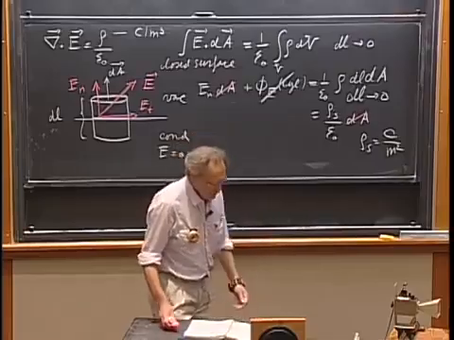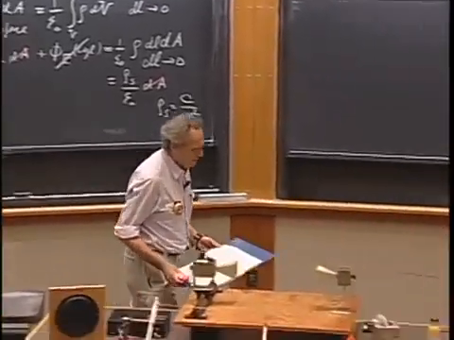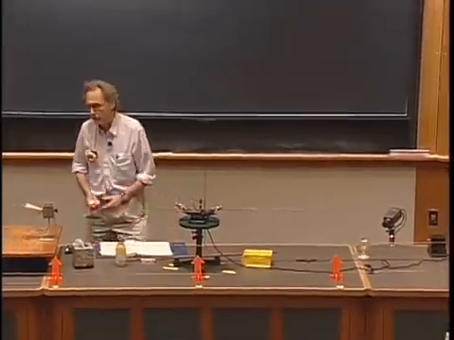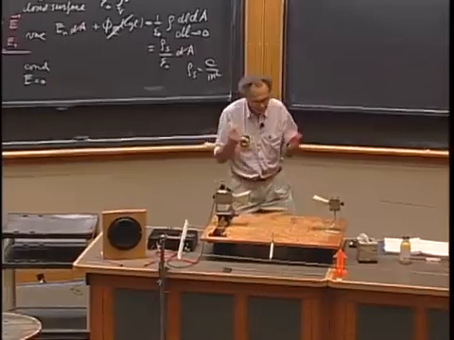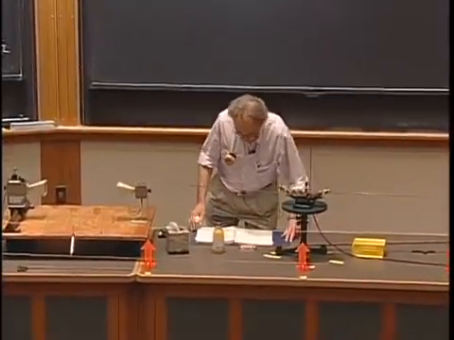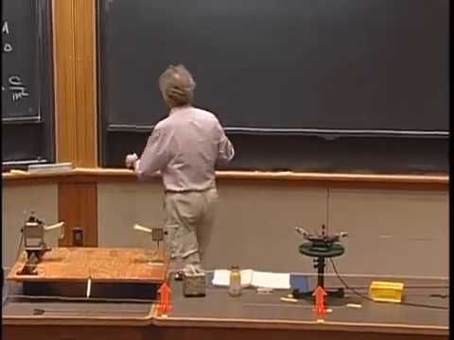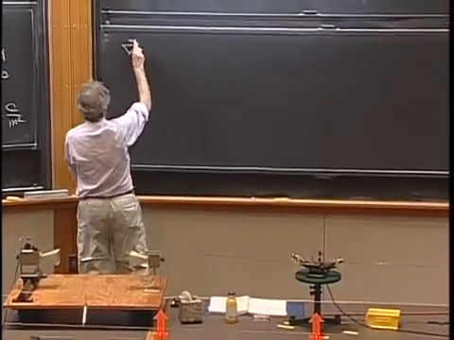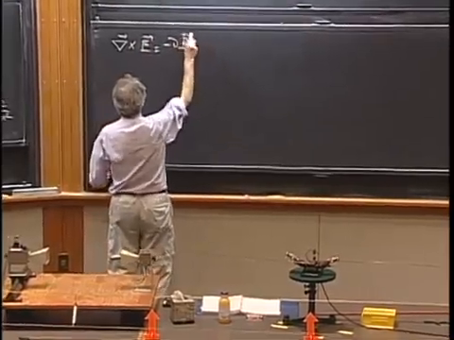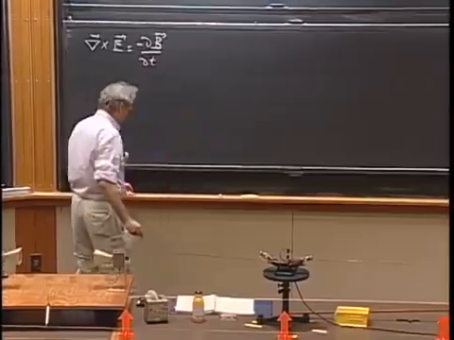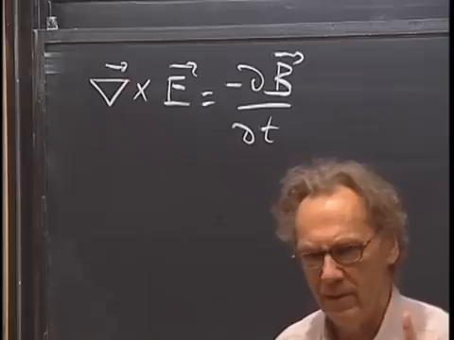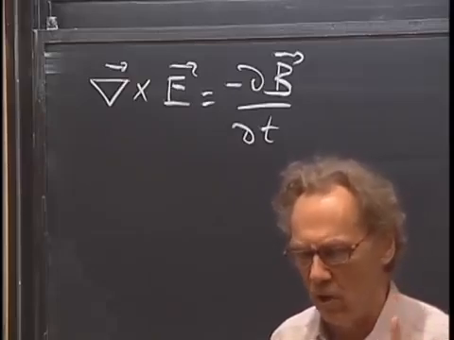The next one in line is the curl of E equals minus dB dt, famous Faraday's law. And then we have the curl of B. I will do the curl of E, and I will leave the curl of B up to you. So the curl of E is minus dB dt. This equation runs our economy. This is why we have light. This is why we have energy. This is Faraday's law.